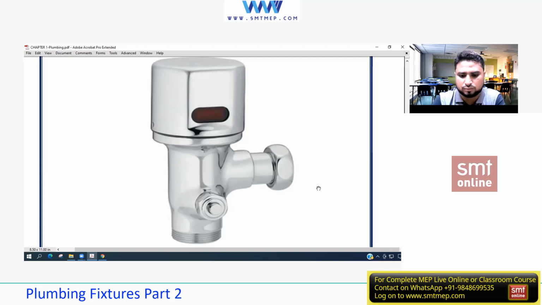We are using IR taps, which work with sensors. What is the difficulty over there, Fahad? Disadvantage? The advantage I can say, but there is one disadvantage also.